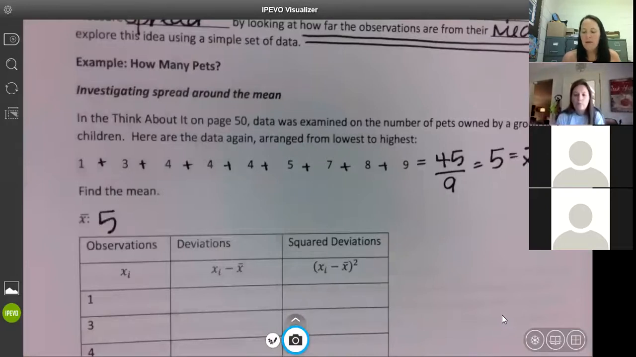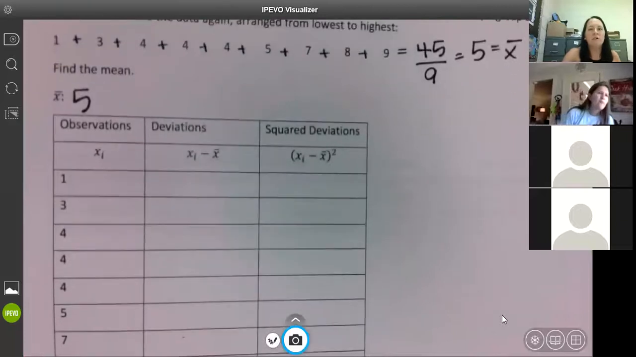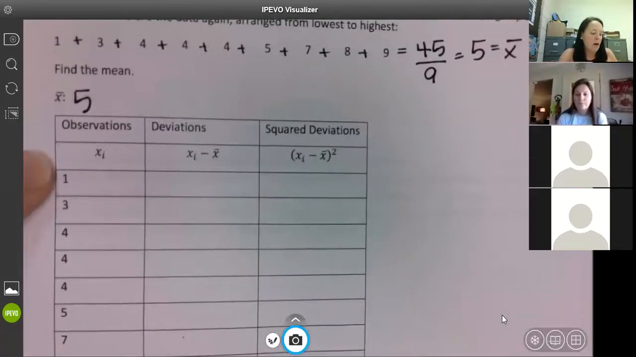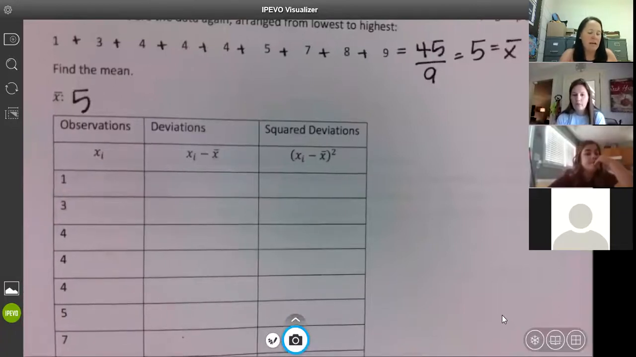All right. So then talking about standard deviation and variance, we're going to look at this chart. So your observations, this is what all the kids said. They had 1 pet, 3 pets, 4 pets, 5, 7, 8, 9 pets.